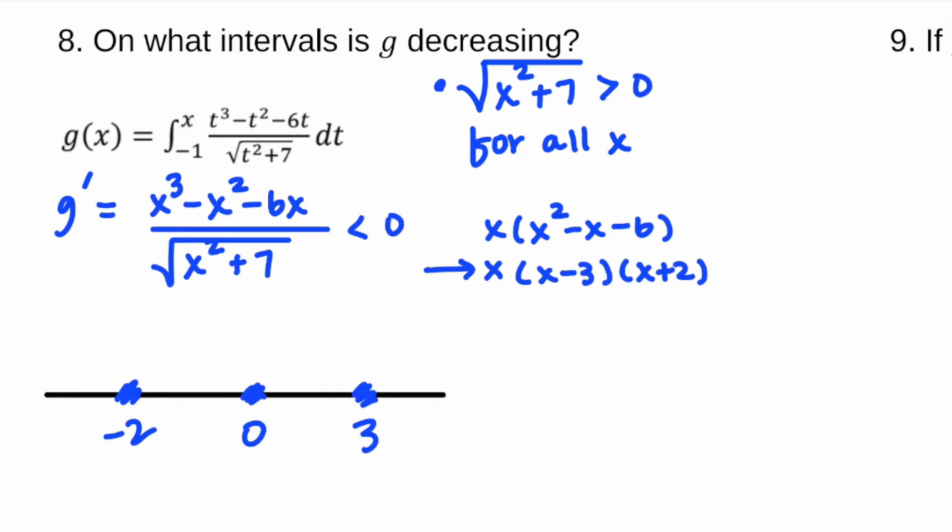So that would be 1 times negative 2 times positive 3. That's going to be a negative number divided by that square root, which is going to be a positive number. So negative over positive is negative. That's something I'm interested in, decreasing, right? Then the multiplicities of all these roots is 1, so I'm going to have a sign change at all of them.